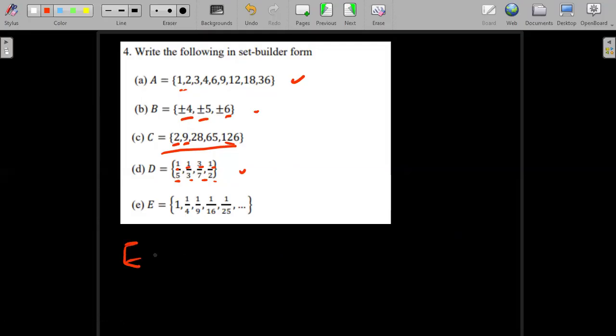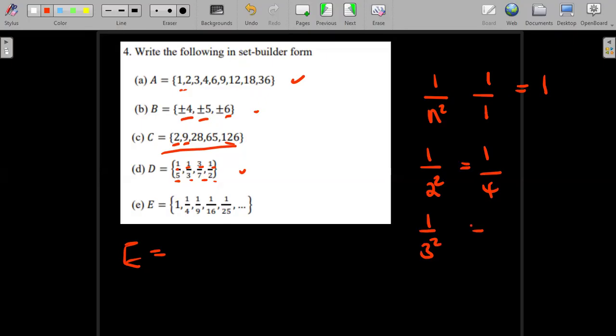So E, as we can see, the set E, what is happening here is that it's given by this equation where we have n squared. When you put 1 there, 1 squared is just going to be 1 over 1, and this is going to give you 1. You put 2 there, 2 squared is 4, so this is 1 over 4. You put 3 there, 3 squared is just 9, so 1 over 9. And this is going up to what? Up to infinity.